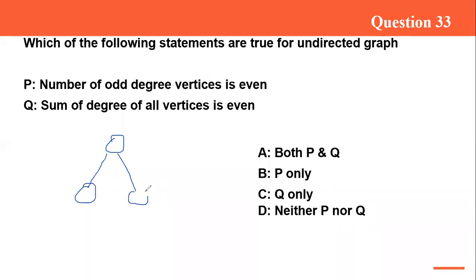I'll assume that these are the elements 1, 2, 3. Now, is it a tree or a graph? It's both. It can be a tree, it can be a graph. We cannot say that it's only a tree, right? It can be a graph also.